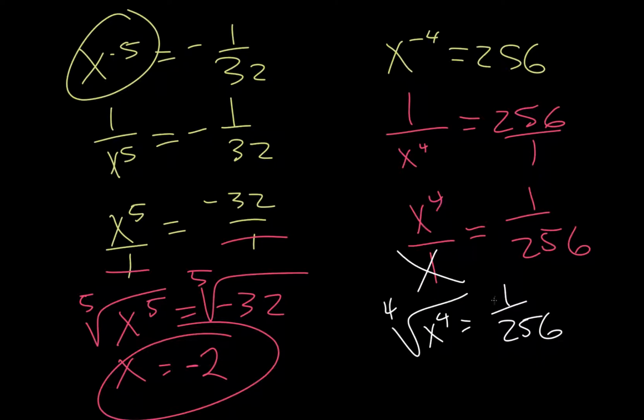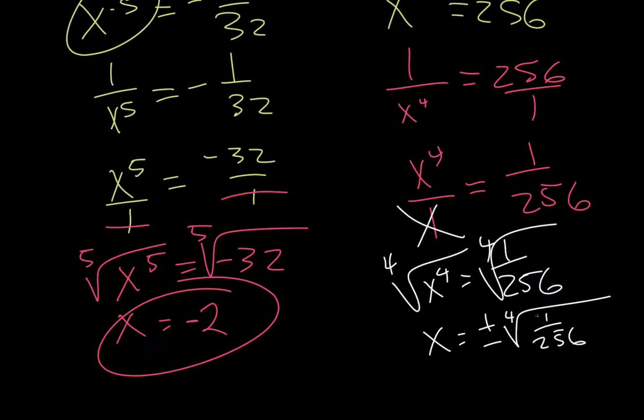We take the 4th root of both sides. We're left with just x. Since it's an even number, we need a plus or minus. And so we have the 4th root of 1 over 256. The 4th root of 256 is 4. The 4th root of 1 is 1.